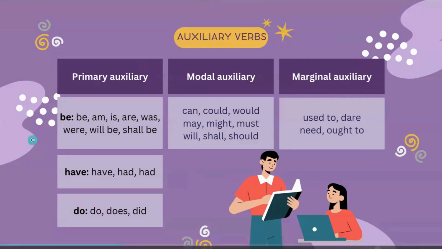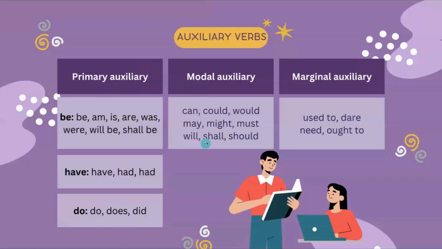So for present tense, we can use is, am, are, has, have, do, or does. Whereas for past, we can use did, was, were, and had. Same way for future tense, we can use will be and shall be.